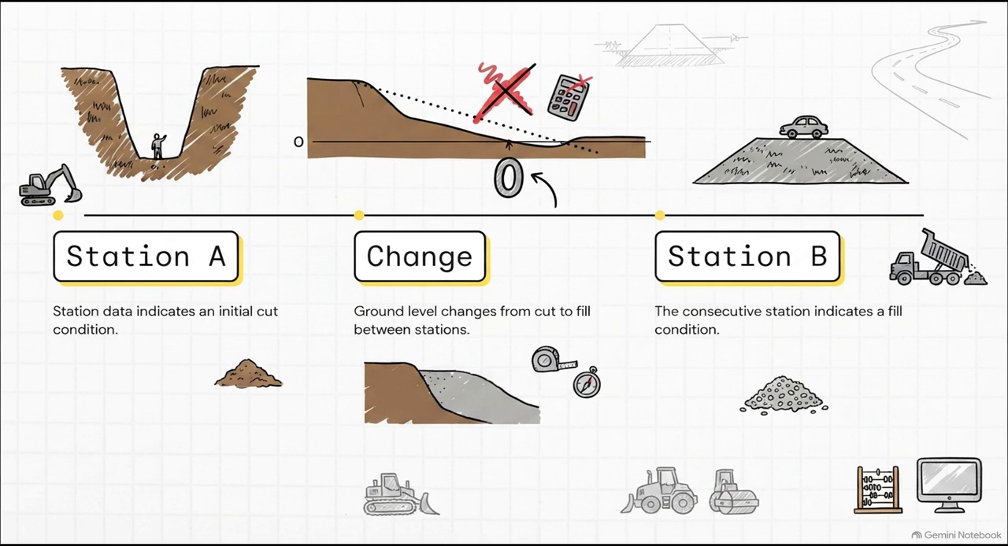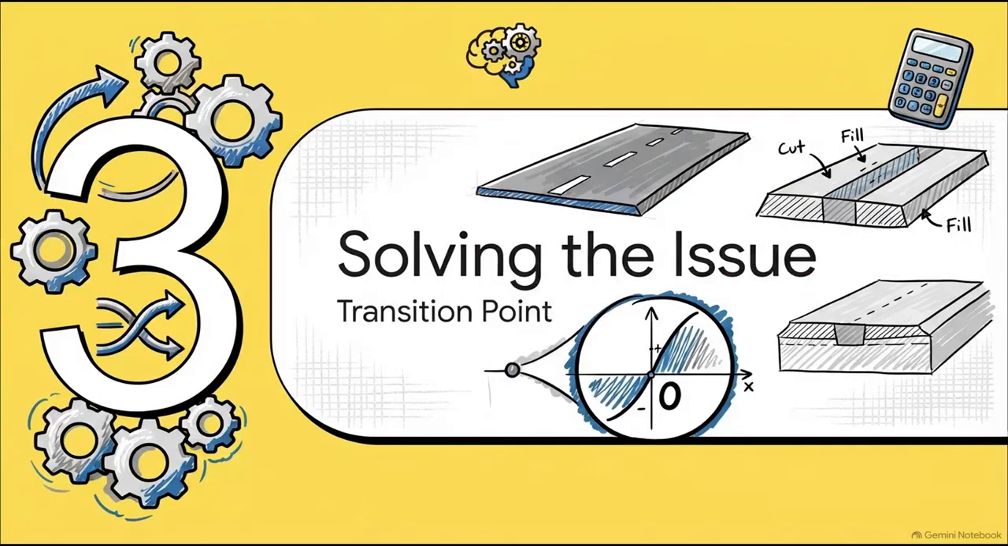If a software program simply shrugs and assumes a straight, uniform slope between those stations, it's going to calculate a highly inaccurate volume of earth. And over kilometers and kilometers of roadway, missing these transition points leads to massive compounding errors. We're talking about ordering thousands of tons of fill you don't actually need, or seriously underestimating the excavation time required. Section 3. The mathematical solution.